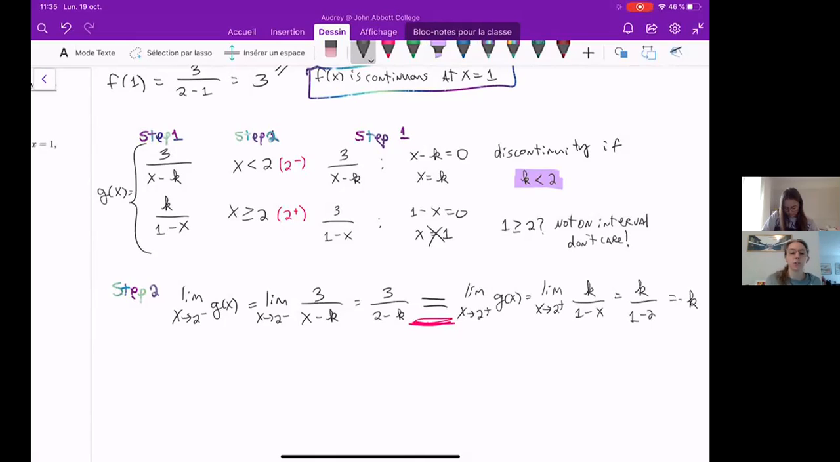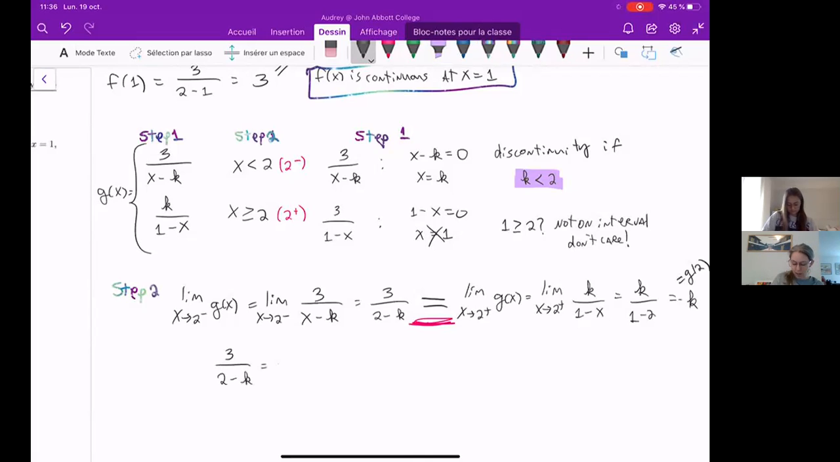Which one of these is also equal to g of 2? The left side or the right side? The negative k, you got it. So this is also equal to g of 2. I don't have to do g of 2 separately in this case because it's already equal to one of these. So now I can actually do the setting them equal.